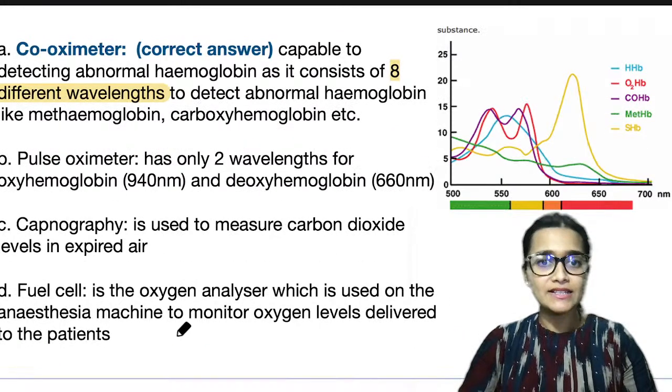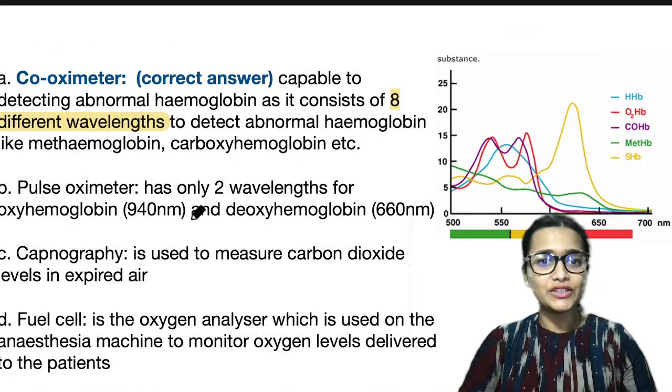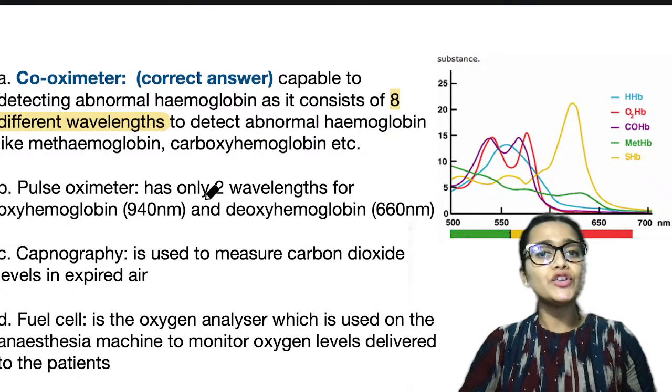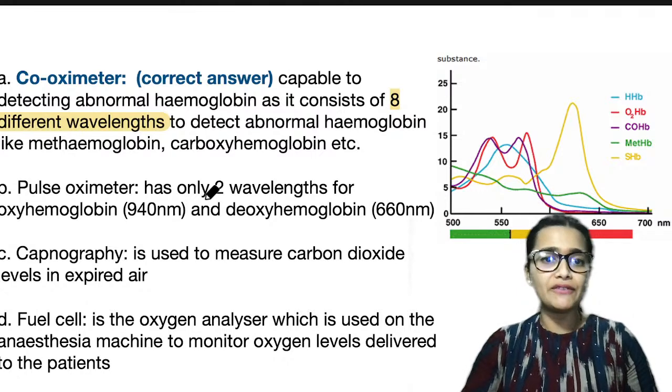So the correct answer for this question would be option A, which is co-oximeter. Co-oximeter is a device originally by the Masimo company, which is useful in detecting all the abnormal hemoglobins because it has 4 different wavelengths to detect the abnormal hemoglobins like methemoglobinemia, carboxyhemoglobin.